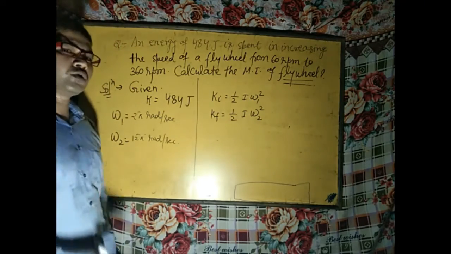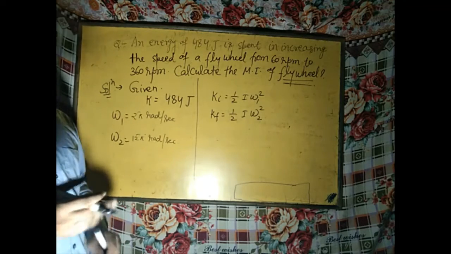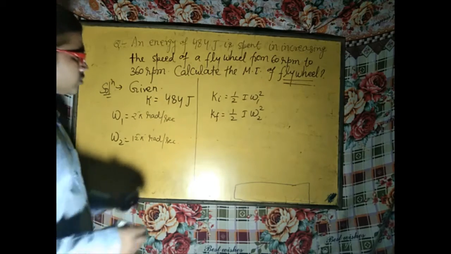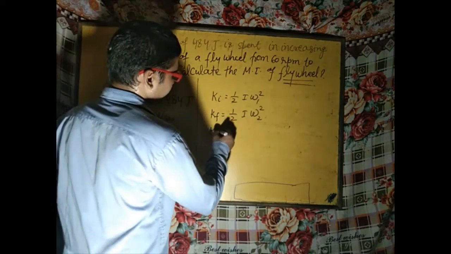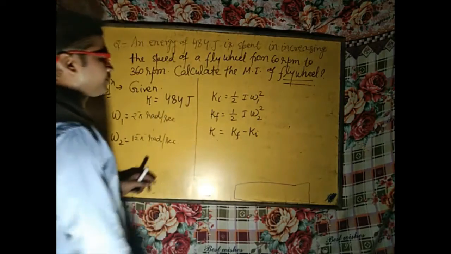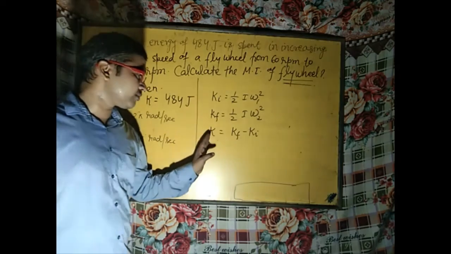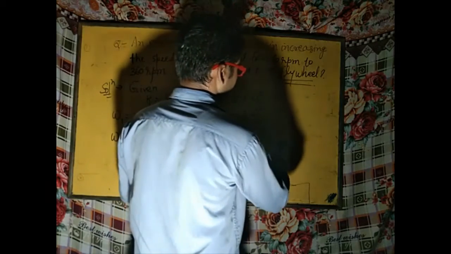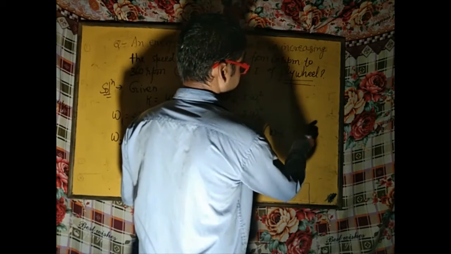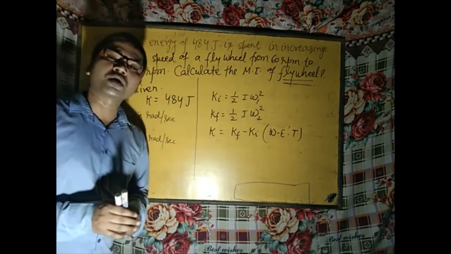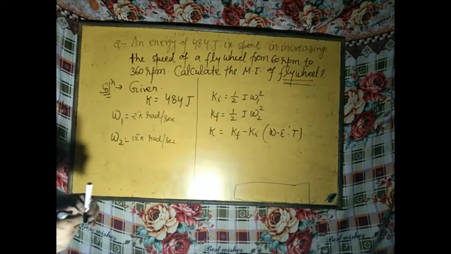Now since we know that the work done on the system is equal to the change in kinetic energy of rotation, so you can write here K is equal to K final minus K initial. Okay, this is known as the work energy theorem. The work done on the system is equal to the change in kinetic energy. You can write here the work energy theorem. By using work energy theorem, work done on the system is equal to the change in kinetic energy of the system.